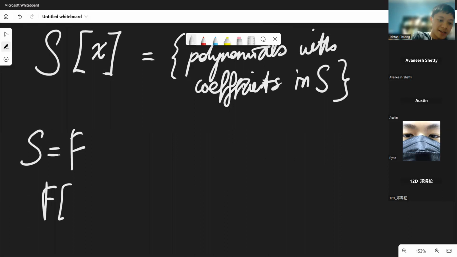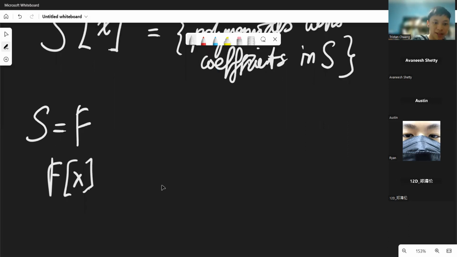Then this set F[x], firstly, it's not a field because the element x, the polynomial x, does not have an inverse. If you multiply x by any other polynomial, you will never get back 1, right? So it's not a field. However, the nice thing is that it has no zero factors. So let's try to prove that. It's quite a fun thing to prove also.